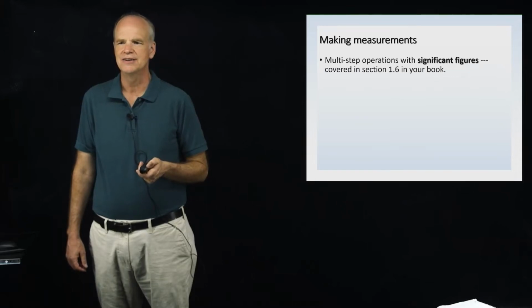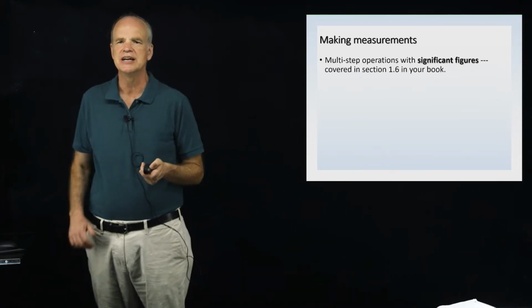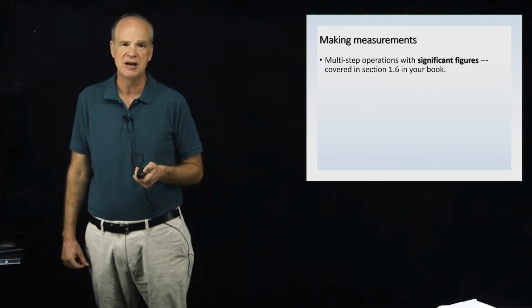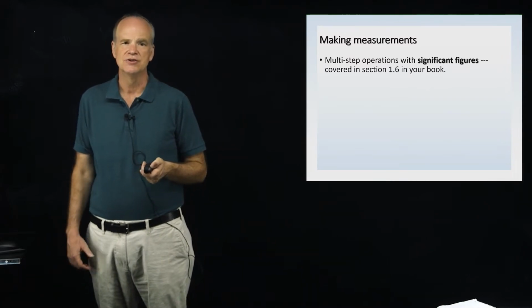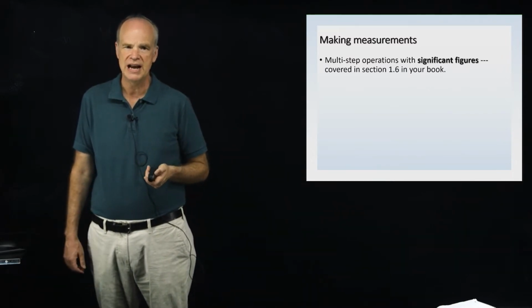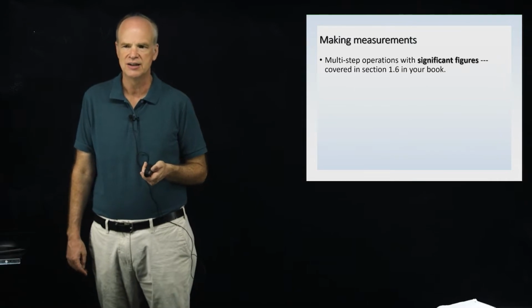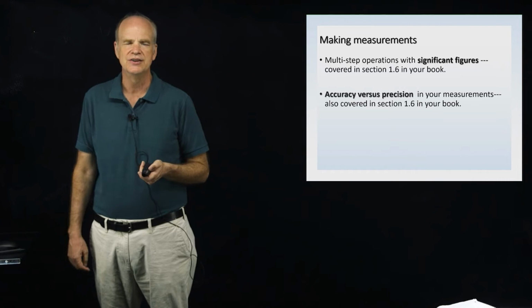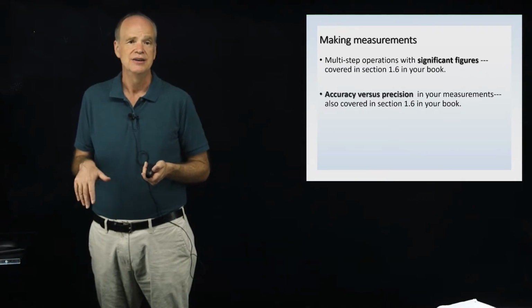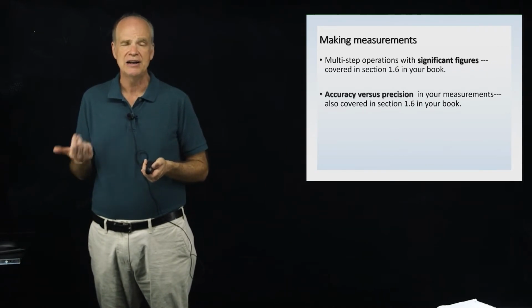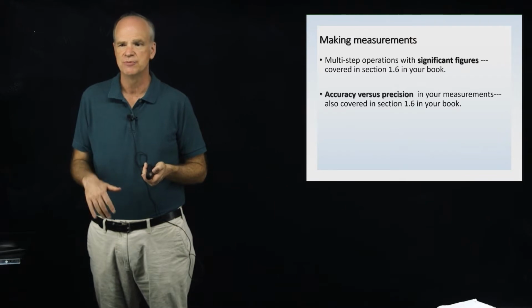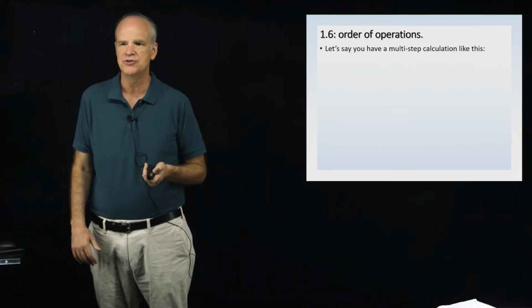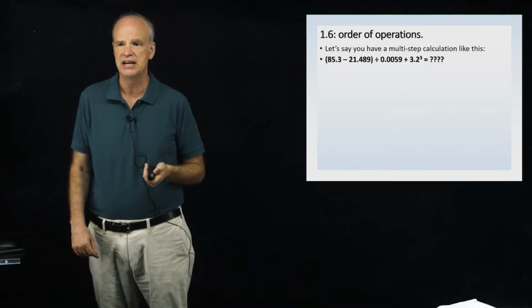Okay, welcome back. What we're going to do this time is some multi-step calculations and learn how to correctly round the answers to the correct number of significant figures. This is covered in 1.6 in your book. And then the last thing I'm going to talk about is the difference between accuracy and precision of measurements. So let's get right to order of operations.